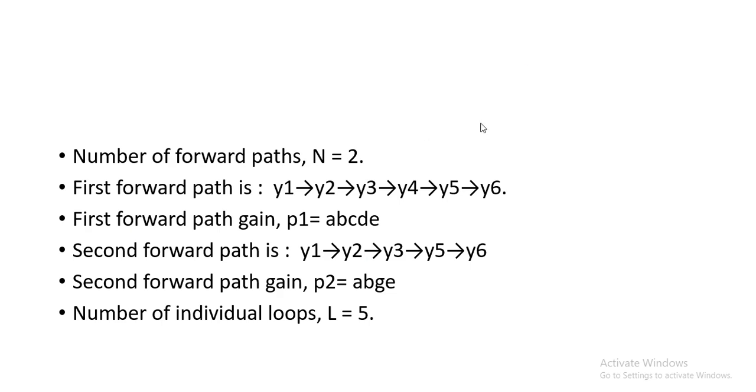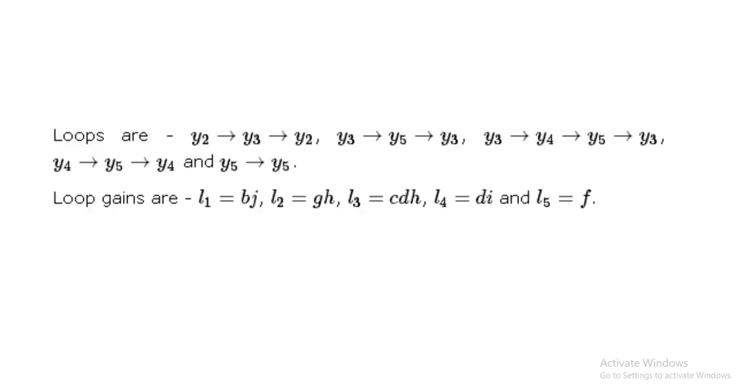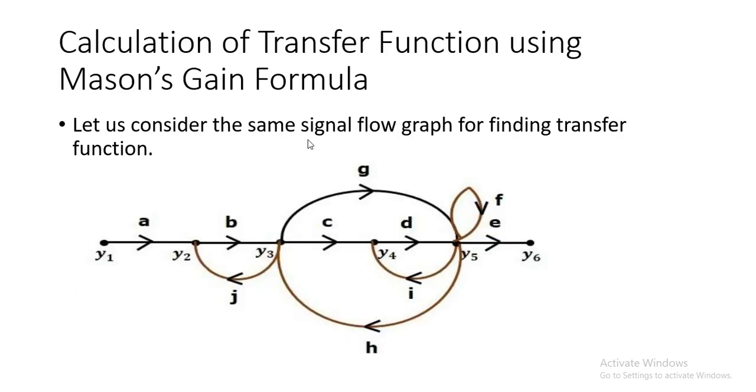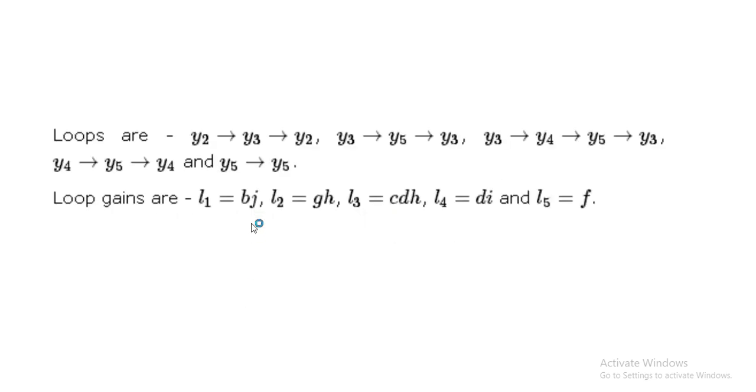Now, maybe in the next lecture we will discuss the remaining part of this equation, Mason's gain formula, and after that we will complete the topic. So we have just taken the individual loop gains. Just cover these loop gains again, after that we will stop here. Now, what will be the gain of this y2, y3, y2? The gain will be bj. It is written over here.